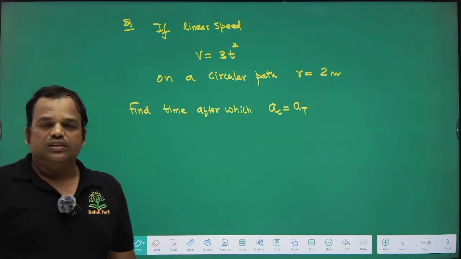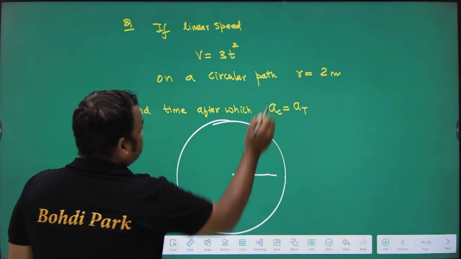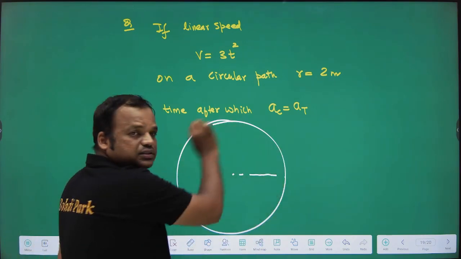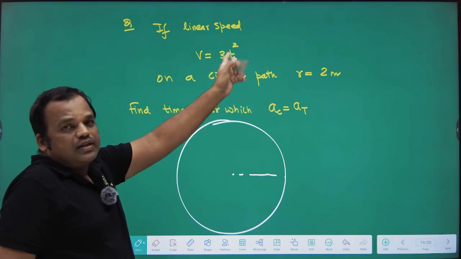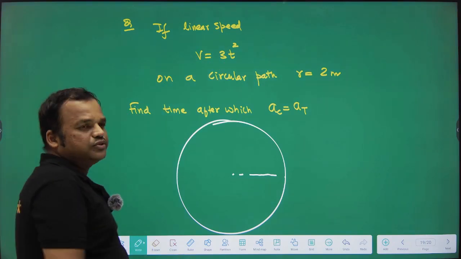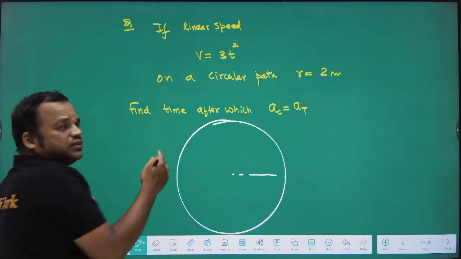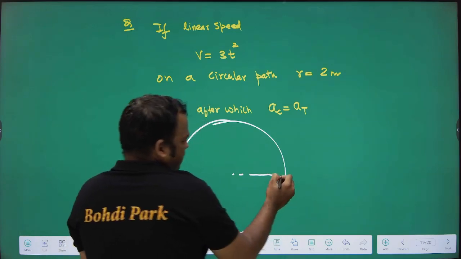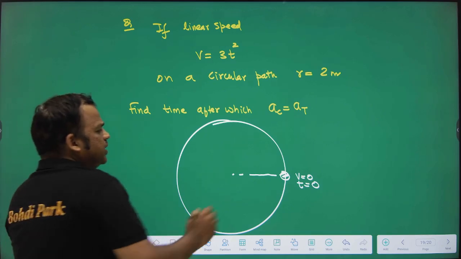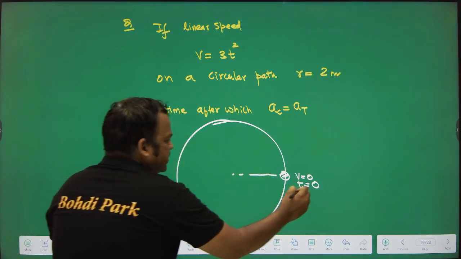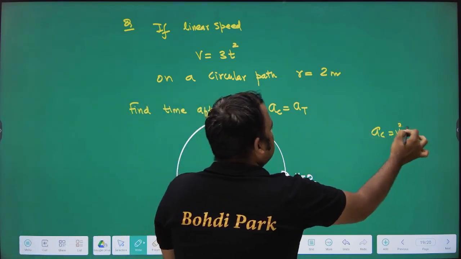So how to solve these types of questions? First of all, it is a circular motion, so the path will be a circular path. The radius is given in the question. Now the particle is performing circular motion like this. We can assume it is anti-clockwise. At t is equal to 0, speed is 0, so the particle starts from rest. After some time, the linear speed is 3t square, so speed is increasing. Let us suppose when the particle is here, speed is 0 and time is also 0. So the centripetal acceleration will be 0, because we know that centripetal acceleration is equal to v square by r.